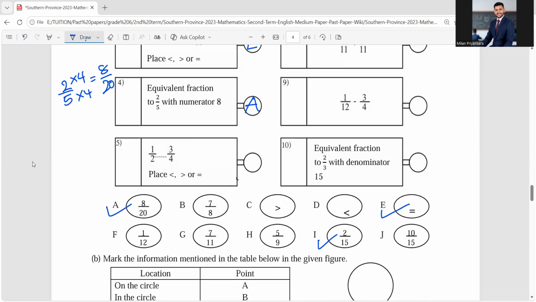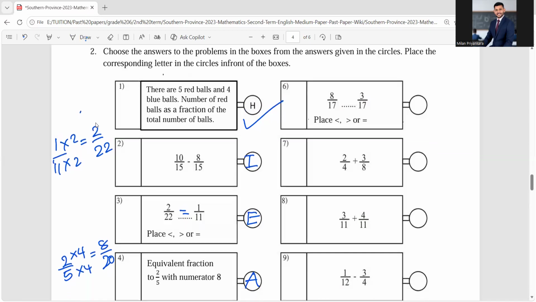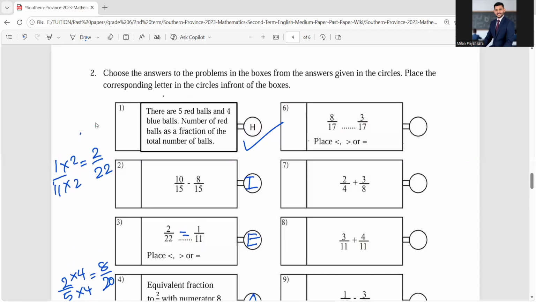Now place these signs. If you take 1 over 2 multiplied by 2 over 2, you get 2 over 4. Okay. Now 2 over 4 is less than 3 over 4. Then you need the less than sign. It is on C, right? No, C. It is on D. So you can take D here. Okay. It's a very interesting format of the paper. So we don't see this always, right?